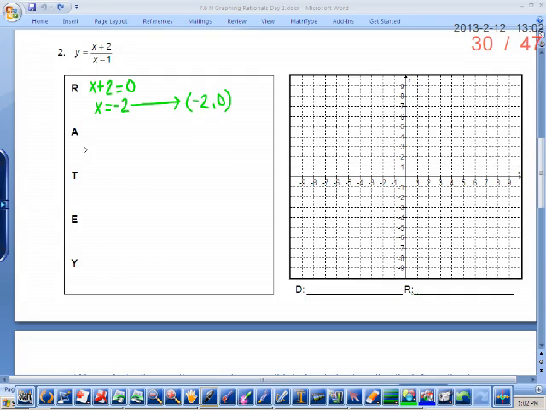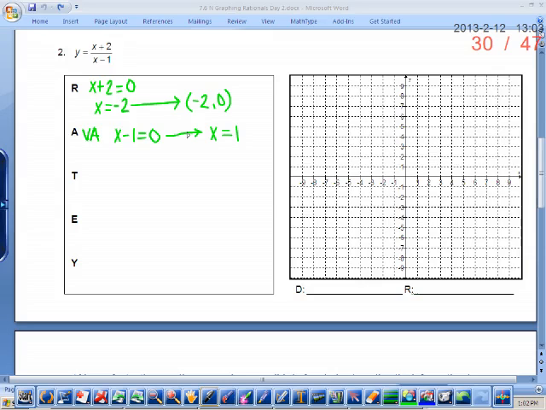A is our vertical asymptote. How do I find that? Good. So x minus 1 equals 0, which gives us what? X equals 1. Everyone okay there? Okay.